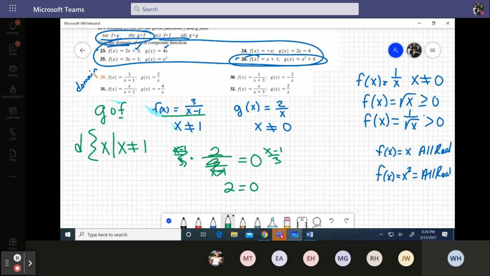Is that true? No. So what do I end up with? What do I know when I end up with a false answer, something that's not true, like 2 equals 0? What's my answer when I end up with that? No solution. So that means that there's not another one. And I'm done with the domain for g of f is that x does not equal 1.